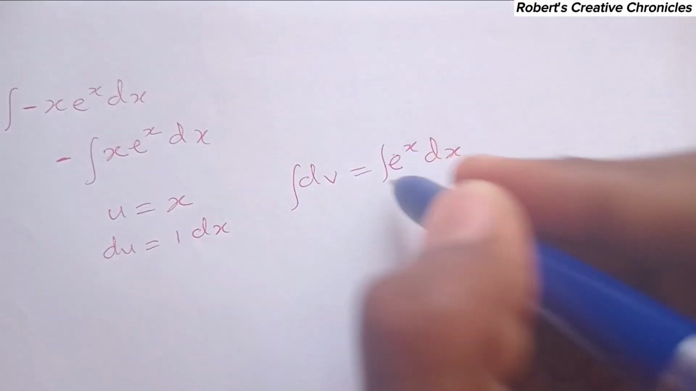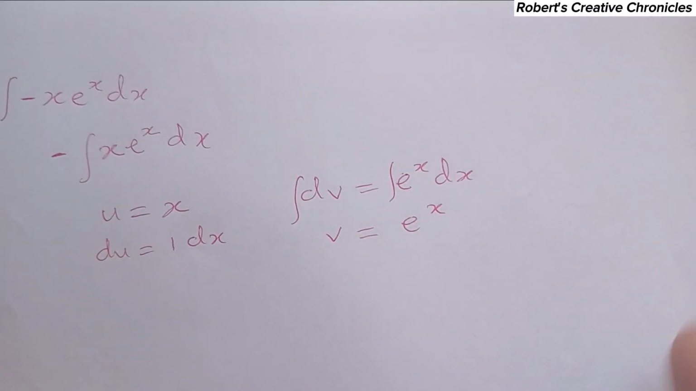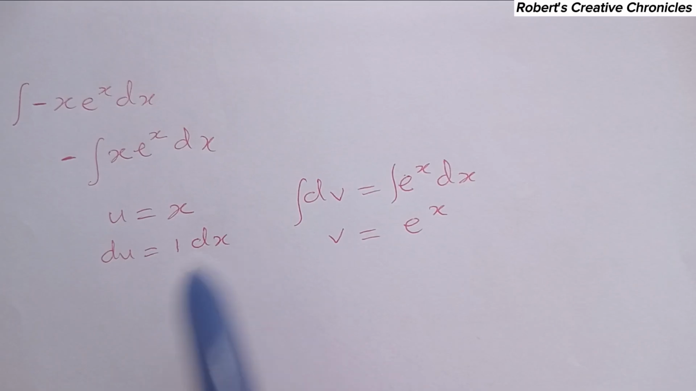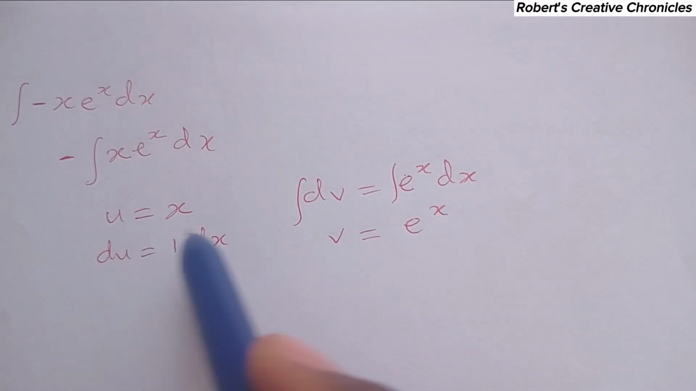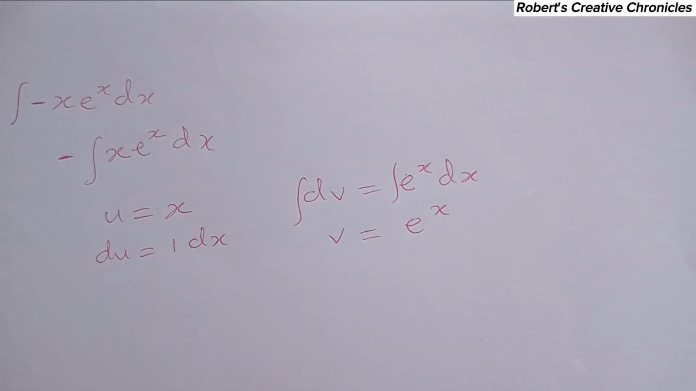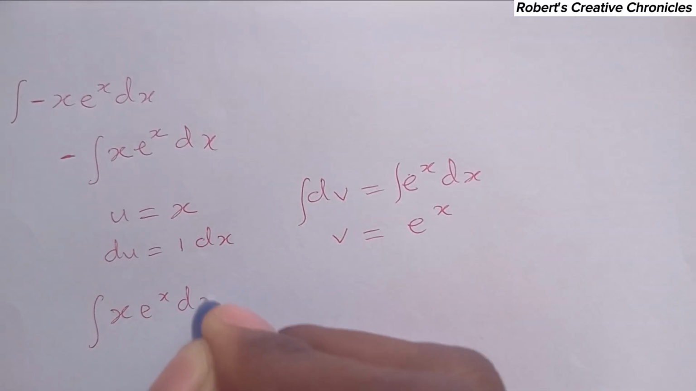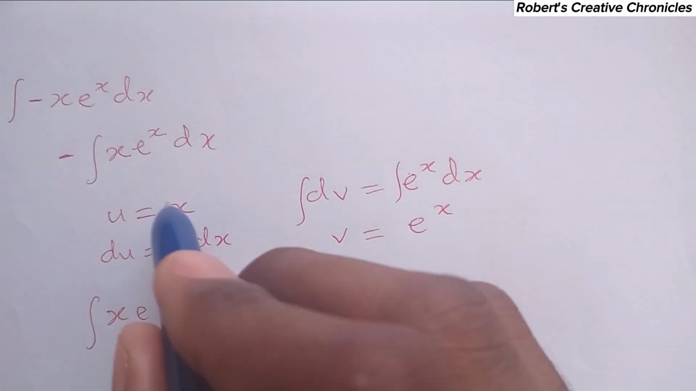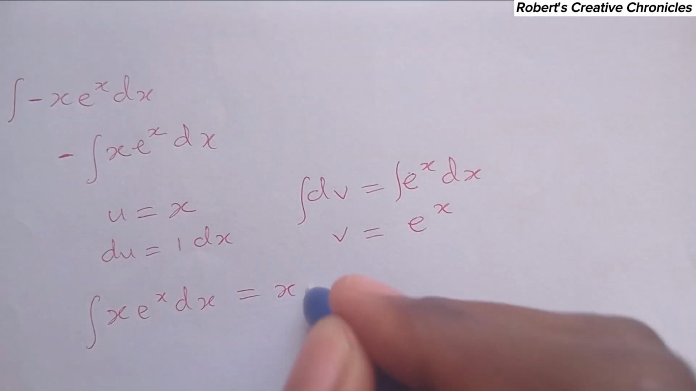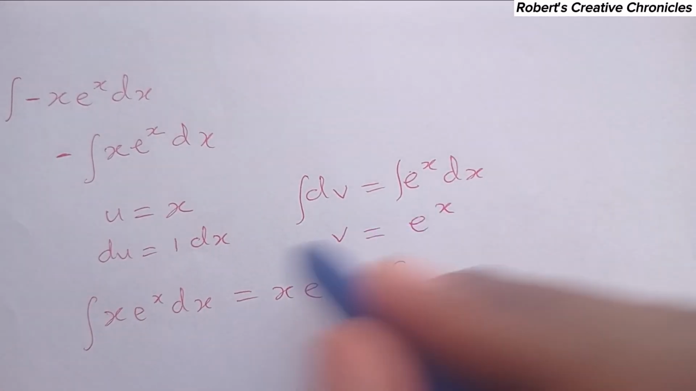Then we'll find the integral of both sides. v is equal to what? Exponential x. In this one, du over dx is equal to 1. So I cross multiplied, and I got this. This one we integrate both sides. The integral of exponential x is exponential x. So now the integral of x exponential x dx is uv, which is x exponential x, minus the integral of v du, which is this times this.